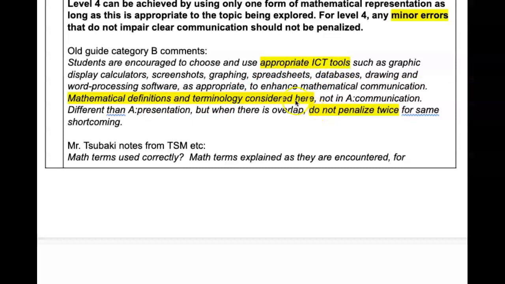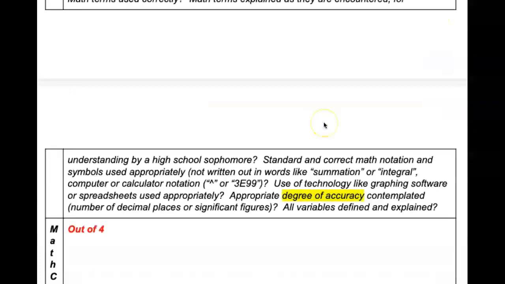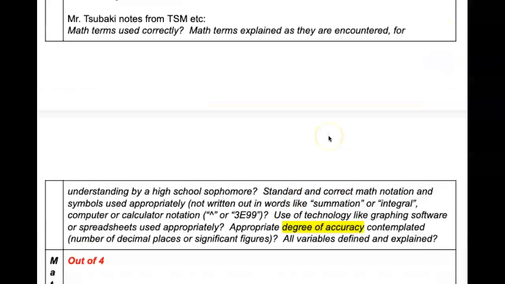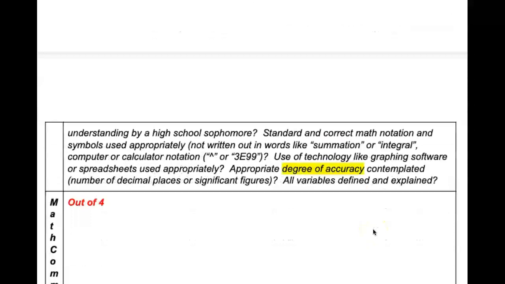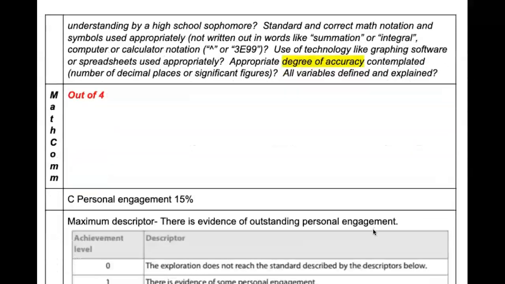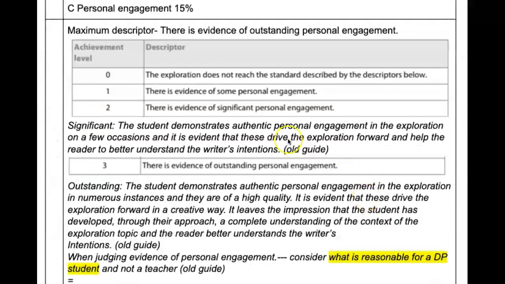This is actually for the teachers, but the teachers are instructed not to take off twice for the same thing. So if there's some kind of format or communication, presentation issue, you either take off for it in category A or category B, but not in both. Yeah, I already talked about this, rounding to 3 significant figures. That is something you need to be careful of in category B.